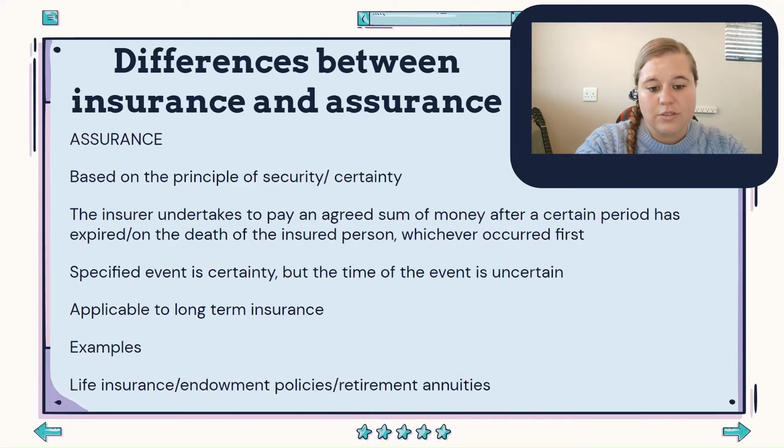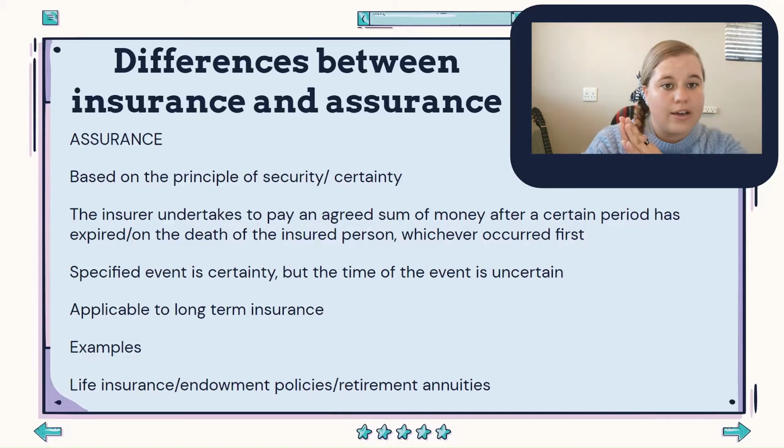Then assurance. Based on the principle of security or certainty, the insurer undertakes to pay an agreed sum of money after a certain period has expired or on the death of the insured person, whichever occurs first. The specified event is a certainty, but the time of the event is uncertain. This is applicable for long-term insurance. So here we're looking at life insurance, endowment policies, retirement annuities.